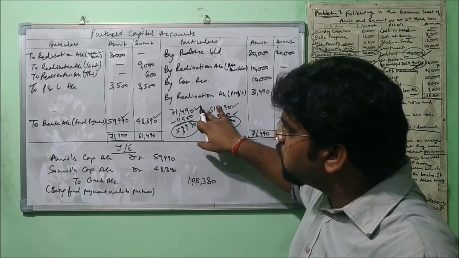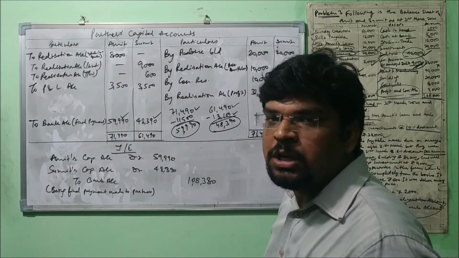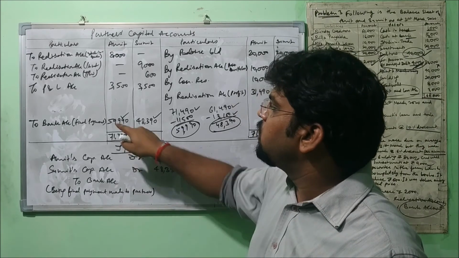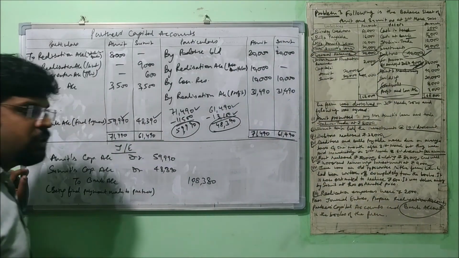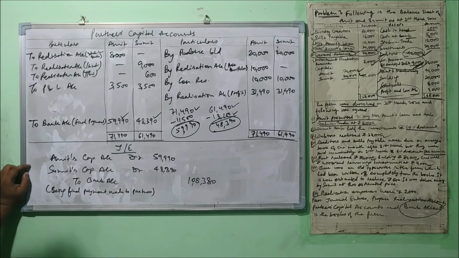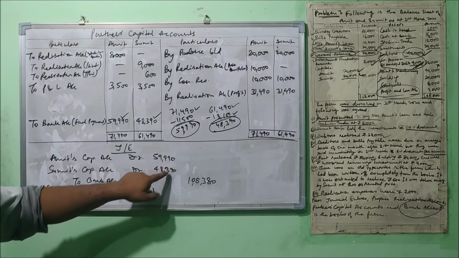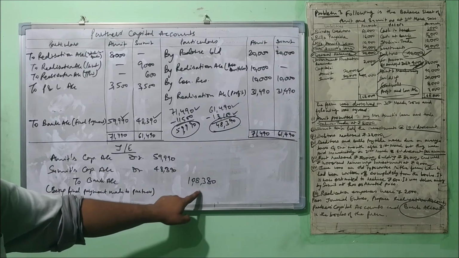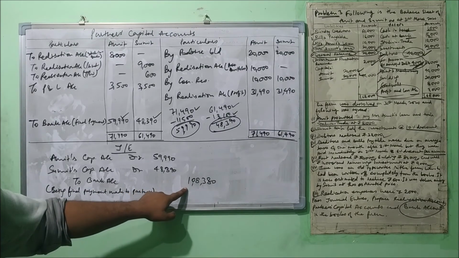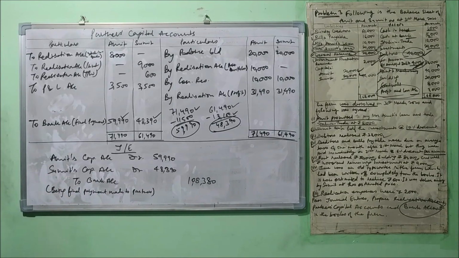But here, what is the situation? There is a profitable situation. The firm is finally paying this amount to the partners. So the journal entry, as I told you, one entry is also left. This entry will be passed here. Amit's capital account debit, Sumit's capital account debit, 59,990, 48,390 to bank account, 1,08,380. That amount will be paid by the firm to the partners, final payment made to partners.